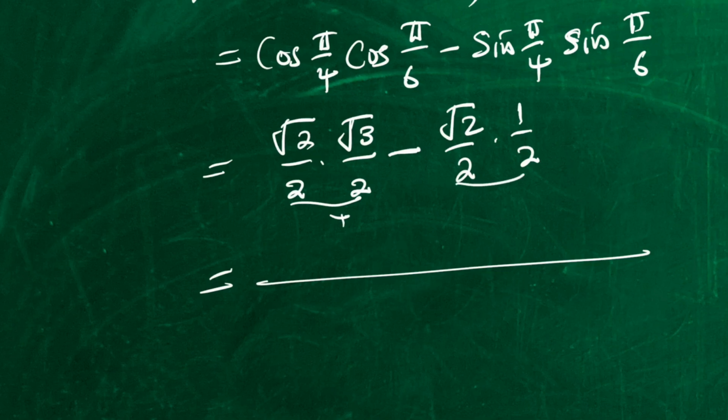Now we can find a common denominator here, which is 4. So we just subtract the numerators.